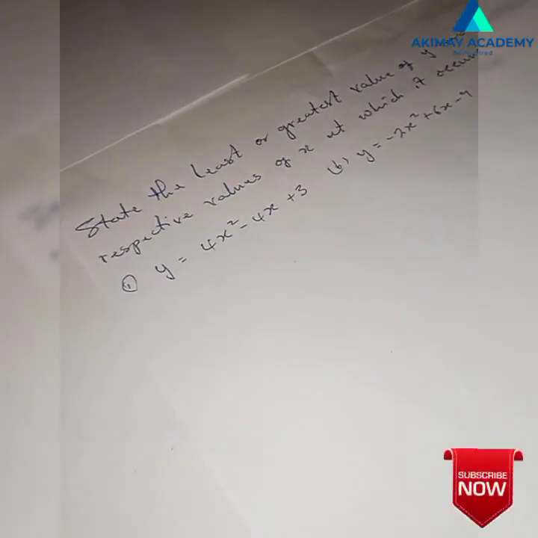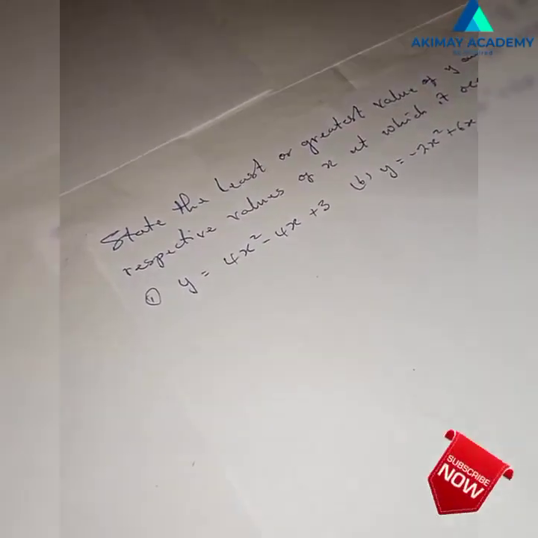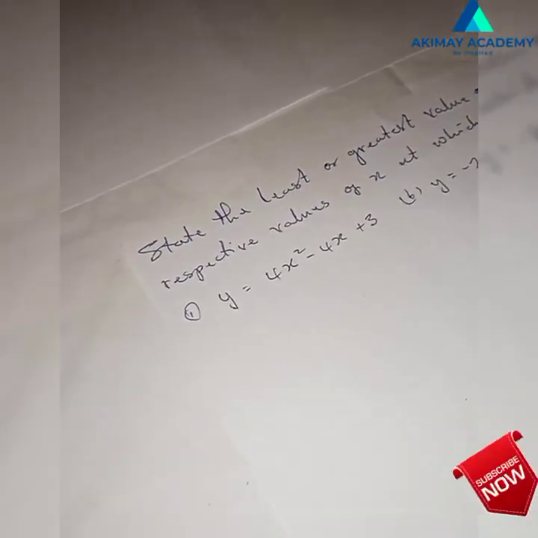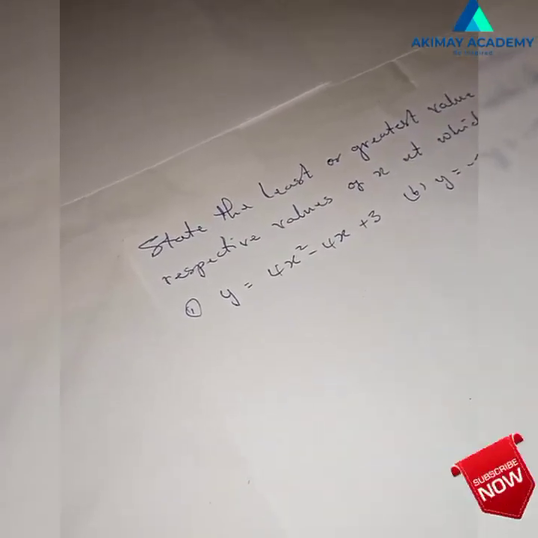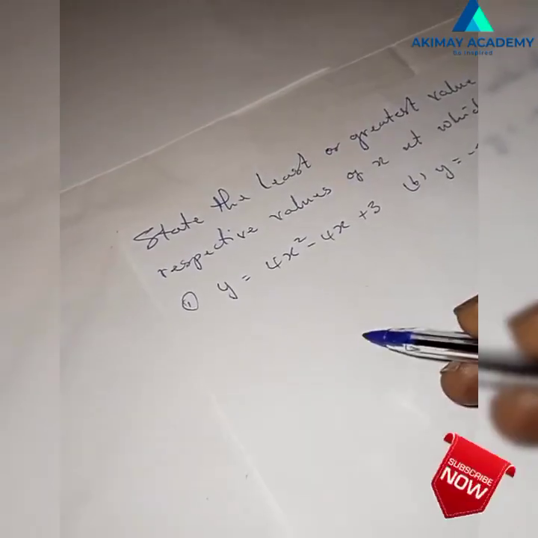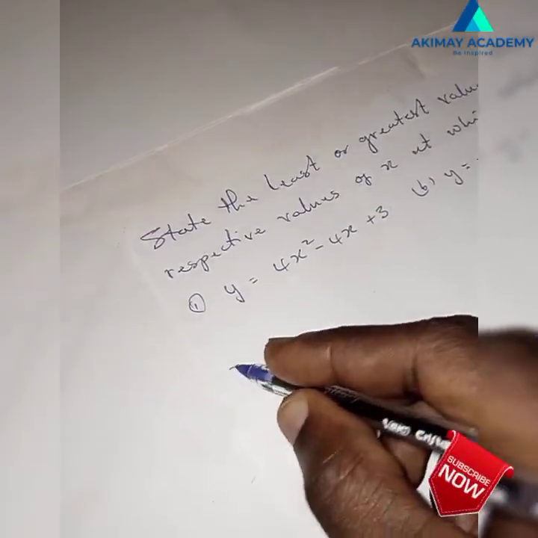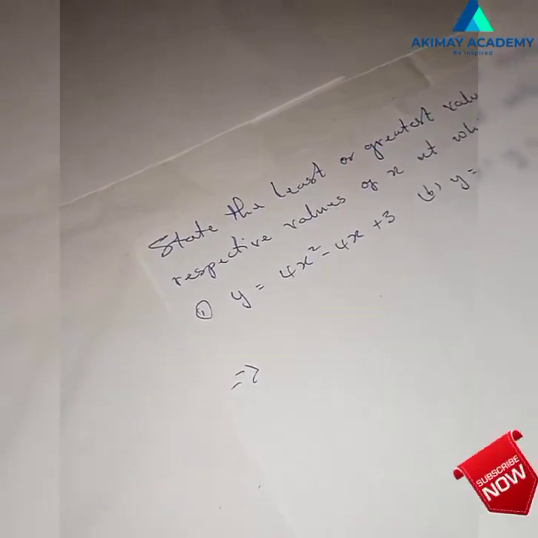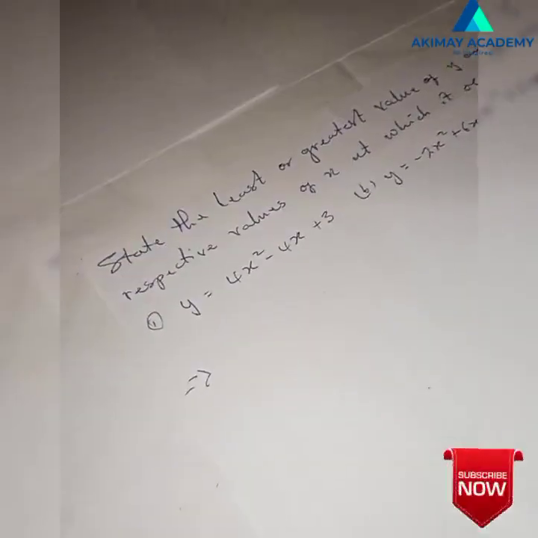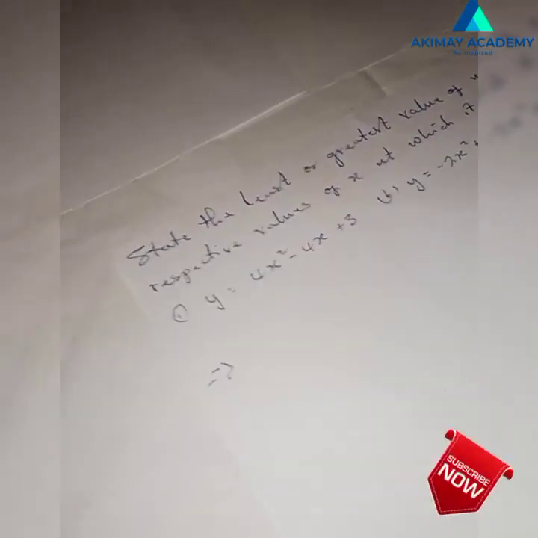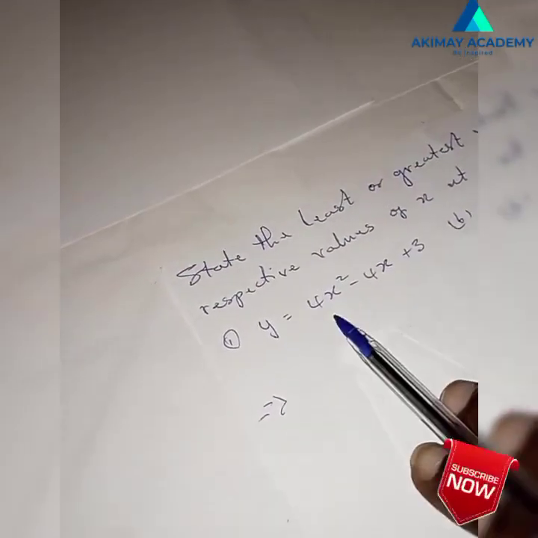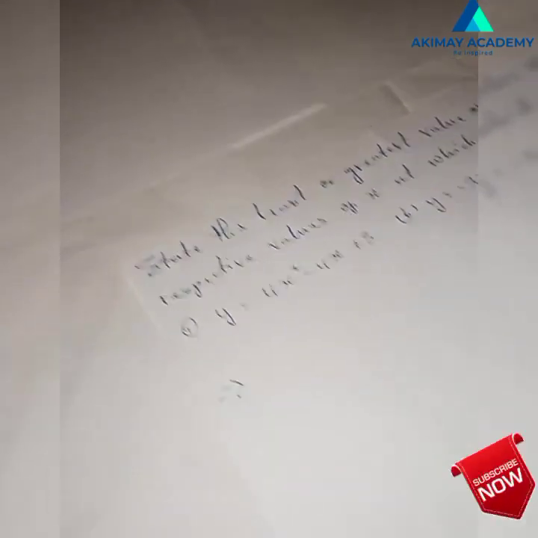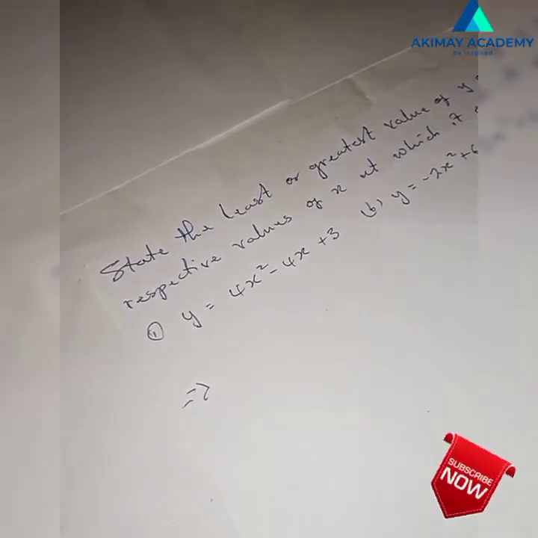After knowing this, we do not need to draw the graph. You should be able to find it using the analytical method. Let's take the first one as an example. We use completing the square to find the maximum or minimum value. What we do here is factor the coefficient of x squared out. That's the first thing to do.